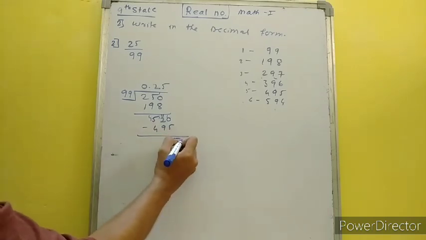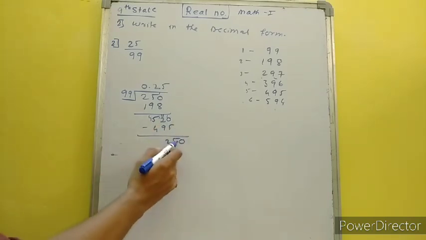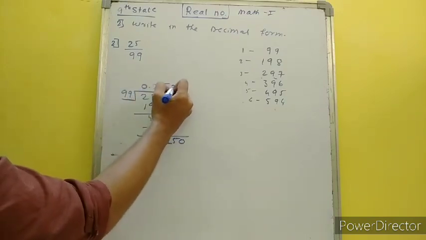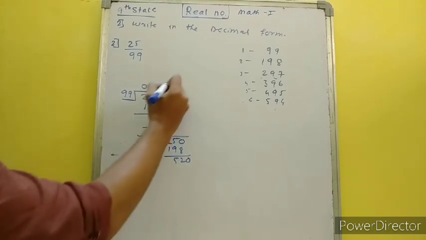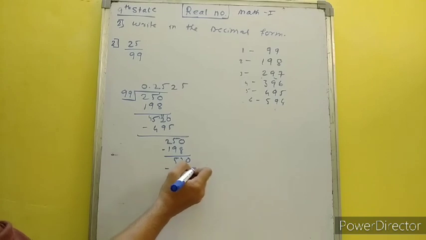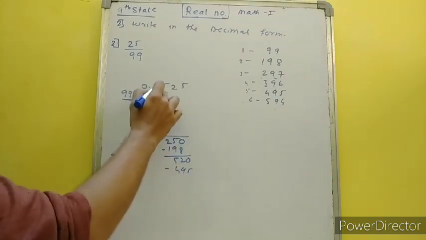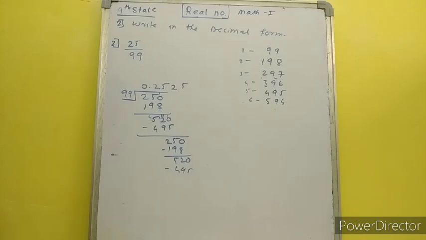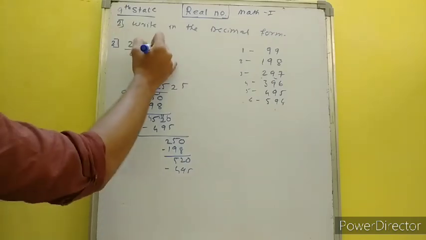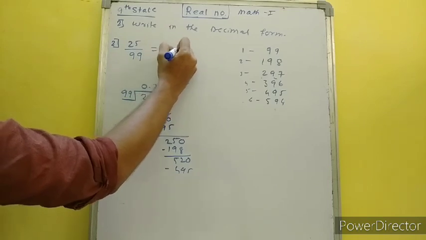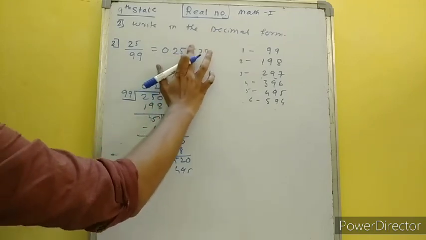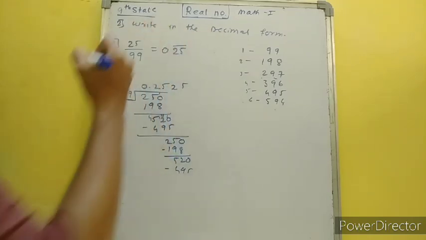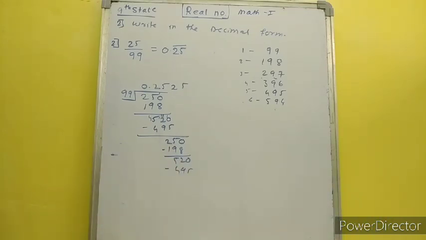Again I will add 0. Again 250, so 99 2s are 198, I will have 52, again 0, and 99 5s are 495. So this cycle will go on repeating. Whenever numbers are repeated, it is called a recurring number. So what is the decimal form for this? 0.2525 is going to be repeated. So I write 0.25 with a bar on 2 and 5, because 2 and 5 are getting repeated. Okay, very clear?